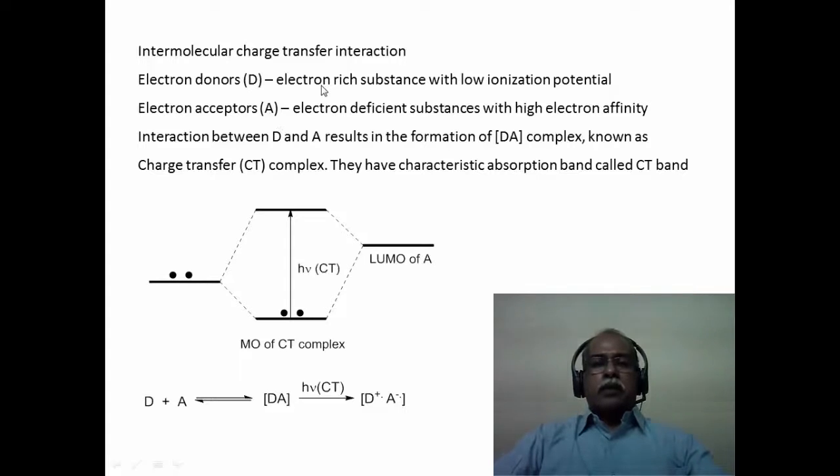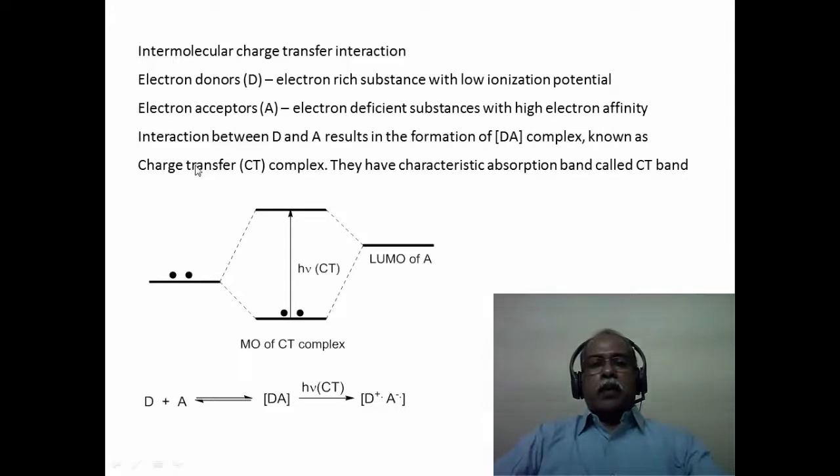Electron donors are substances which are electron rich in nature with low ionization potential, whereas electron acceptors are substances which are electron deficient in nature with very high electron affinity. That is the characteristic feature of the electron donor and an electron acceptor. Electron donor should be a low ionization potential molecule. Electron acceptor should be a high electron affinity molecule.